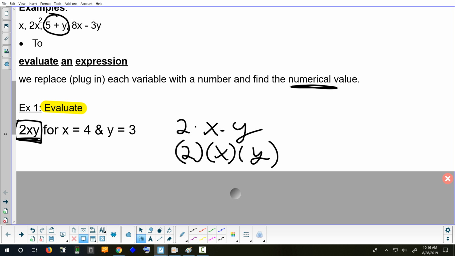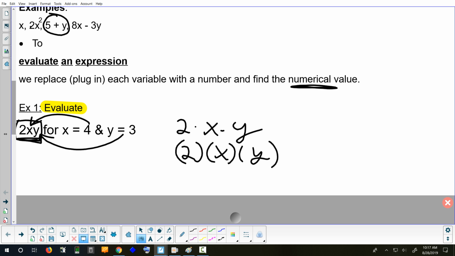What number is it telling me to plug in for the x? Joe? 4. So we're going to plug in a 4. And what number is it telling me to plug in for y? Maya? 3. Yep, good job. We're going to plug in a 3. So when I rewrite it, I've got my 2. Now I got to be careful. If I plug it in now, we're plugging in 4 for x and 3 for y.